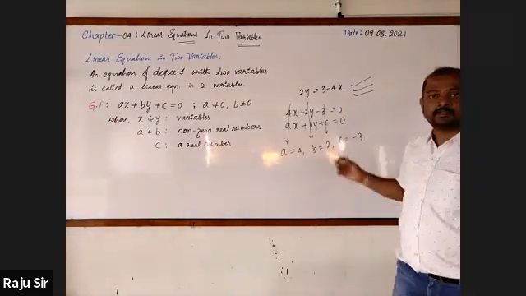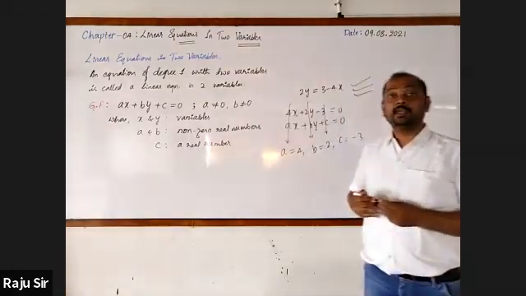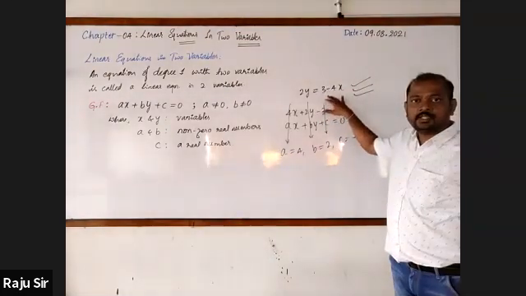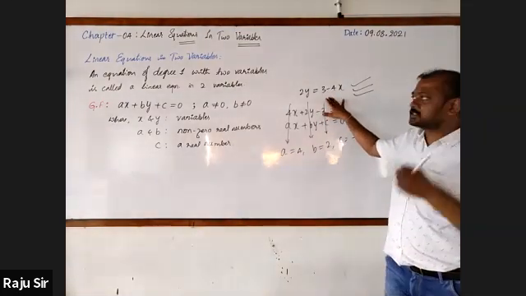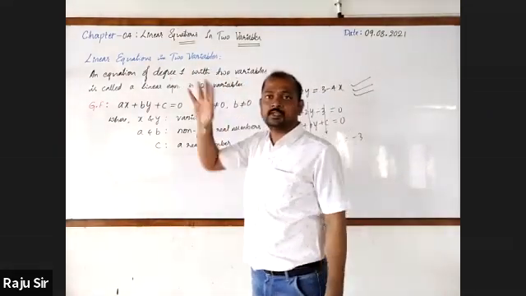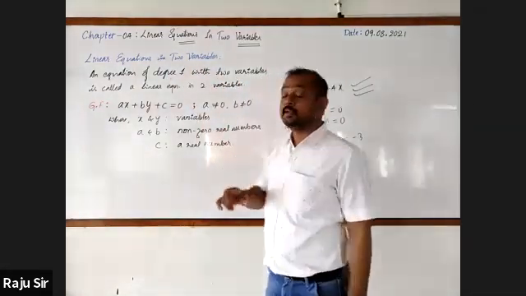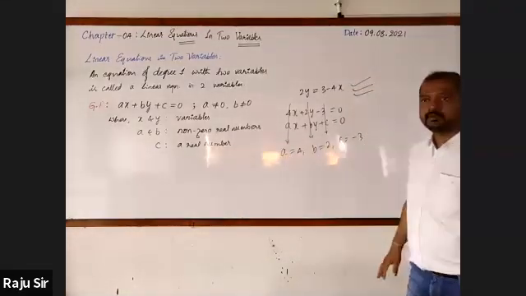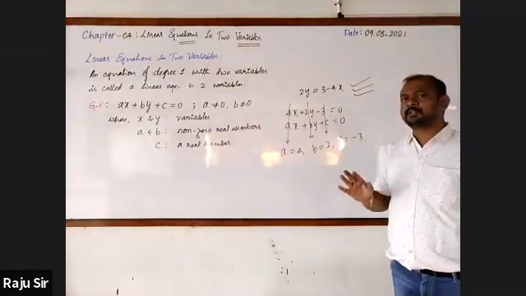Clear? How will the question be asked in the exam? Write the given equation in the standard form of linear equation in two variables and indicate the values of a, b, and c. Got it? I will give a simpler one, let us see.